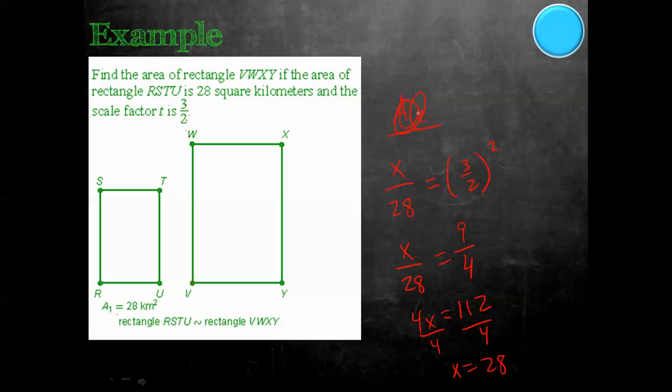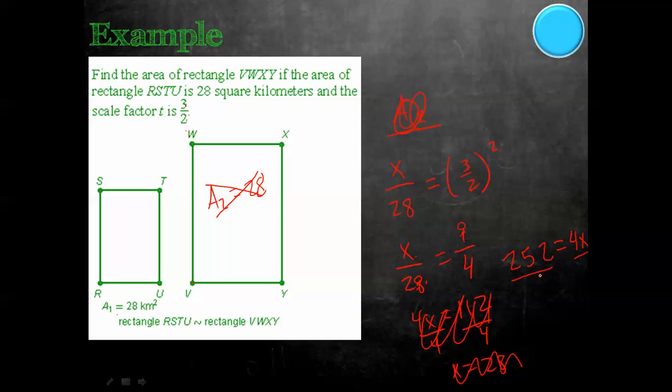And if we look up here, remember x was A2, right? So A2, the area here, is... well, it says the area is 28, which is not correct. So let's go back here and look. I think I made a mistake when we cross multiply, right? 28 times 9 is actually 252, not 112. So this should actually be 252 equals 4x, right?